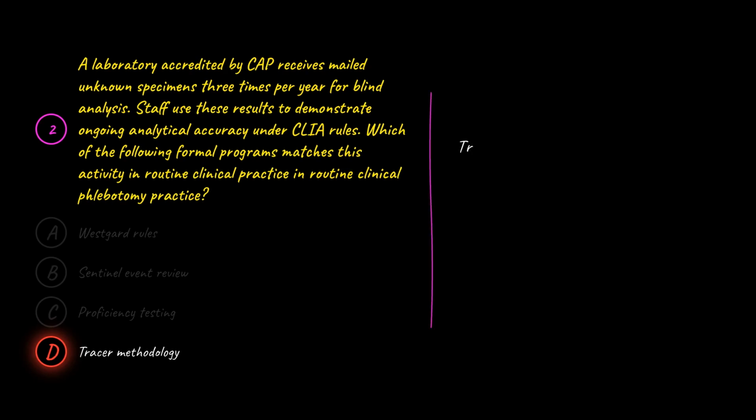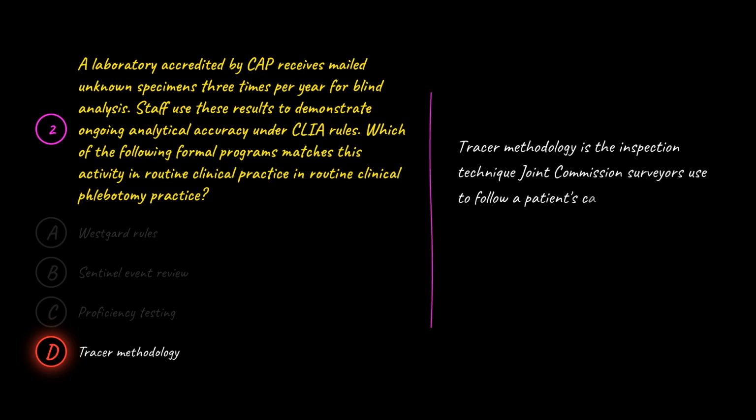D is wrong because tracer methodology is the inspection technique Joint Commission surveyors use to follow a patient's care path through several departments. Tracer activity is conducted by surveyors on site, not through periodic mailed specimens for analysis.